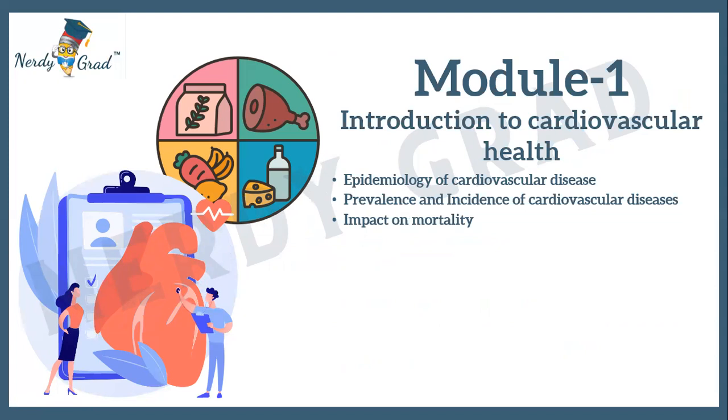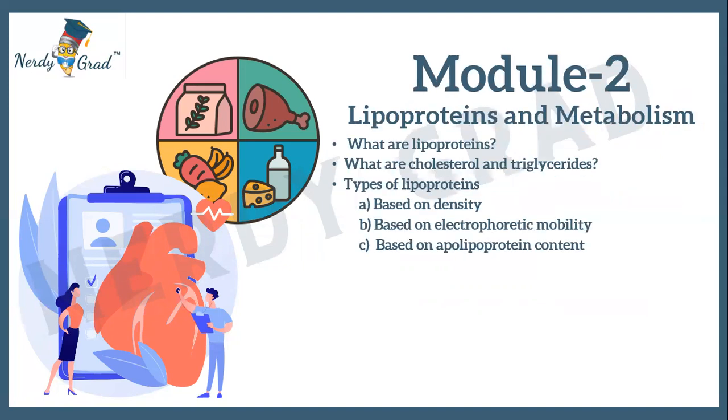When we're looking at module 1, which covers the introduction to cardiovascular health, we are going to understand the epidemiology of cardiovascular health, the prevalence and incidence, and also its impact on mortality. In module 2, which is lipoproteins and metabolism, we are going to look at what lipoproteins, cholesterol and triglycerides are. And we'll be looking at the different types of lipoproteins based on density, on electrophoretic mobility, and also the apolipoprotein content.